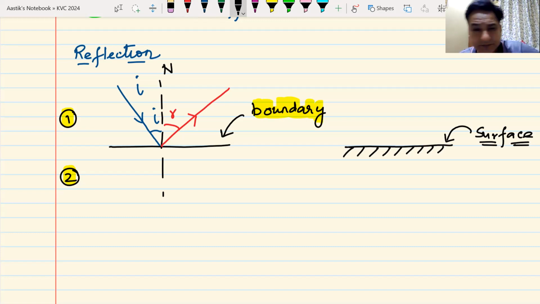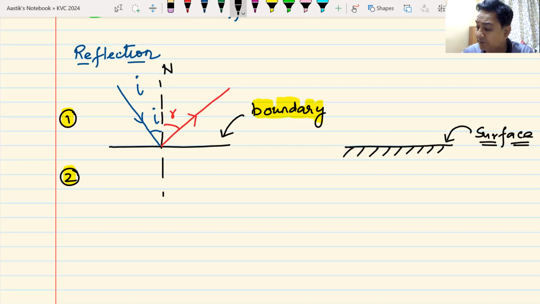Whenever light strikes a boundary between two mediums, or any surface, a part of it bounces back, comes back, turns back into the same medium. This phenomenon is known as reflection of light. Do we understand this, everyone? Yes, sir. Okay. So this is what you will write. What do you mean by reflection of light? This is what you will write.